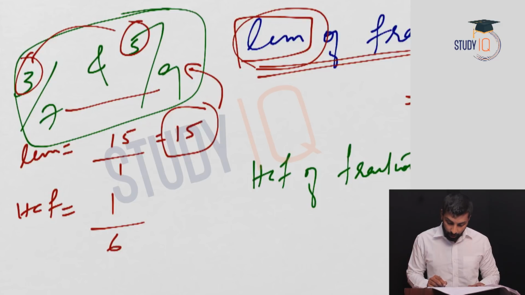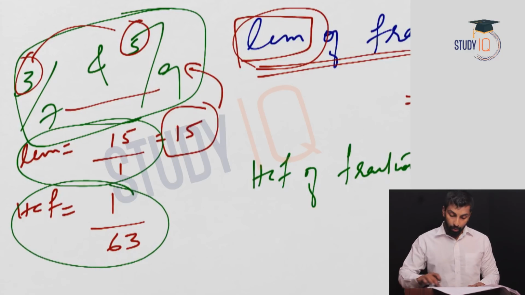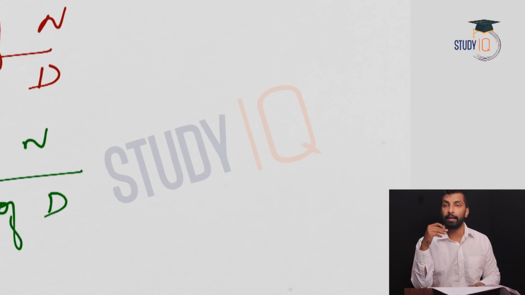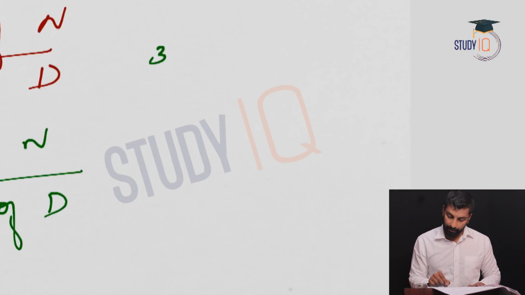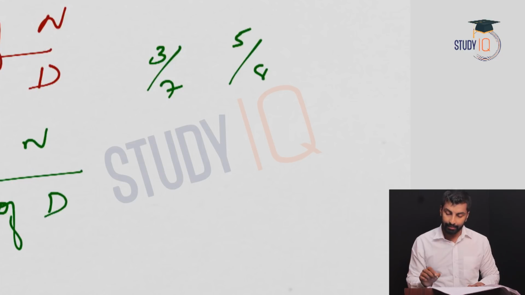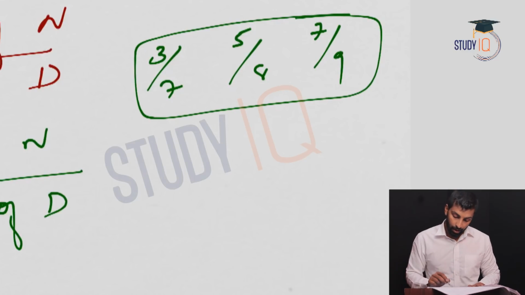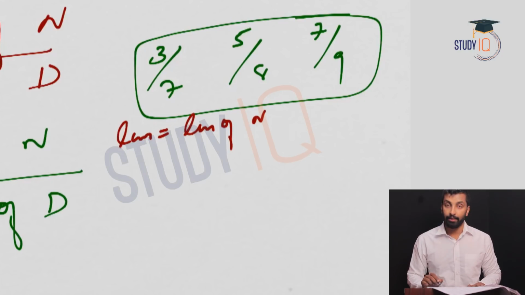So obviously this is going to be 63. So LCM of these 2 is 15. HCF of these 2 is 1 by 63. Now, what if you have three terms? Then LCM is the LCM of numerators divided by the HCF of denominators, like maybe 3 by 7, 5 by 8, and then 7 by 9. You have three fractions. So if I ask you what is LCM, LCM is the LCM of numerator divided by the HCF of denominator.